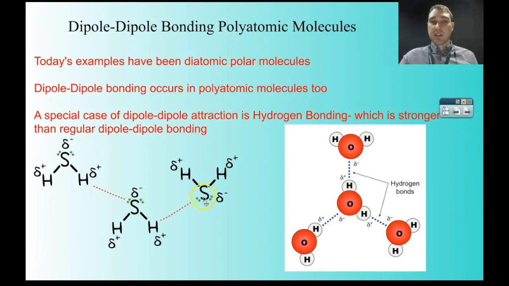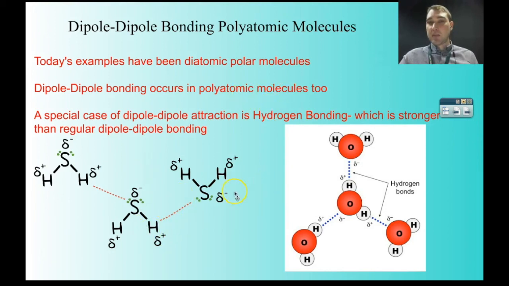So here we've got hydrogen sulfide, H2S. This has a permanent dipole around the sulfur as well, so we will get dipole-dipole bonding between the sulfur, which is delta negative on one molecule, and the hydrogen, which is delta positive on another. And again, this will happen between all the molecules in your compound. So this happens with polyatomic molecules too.